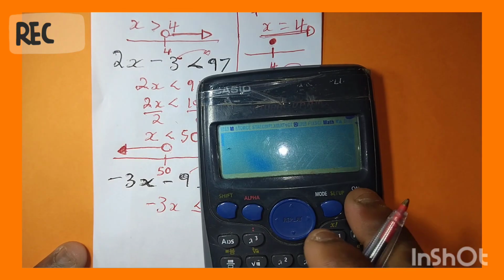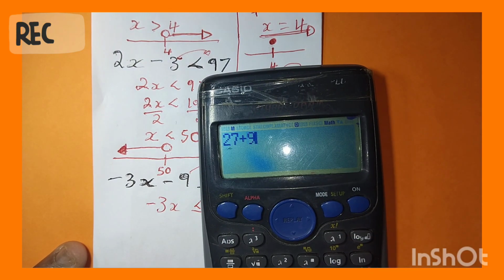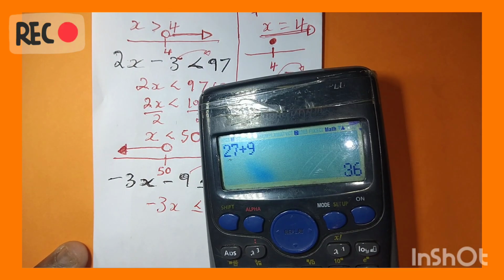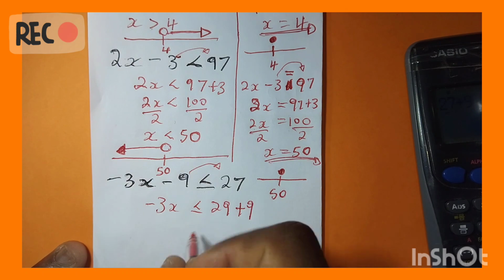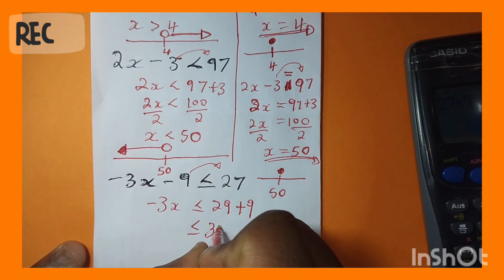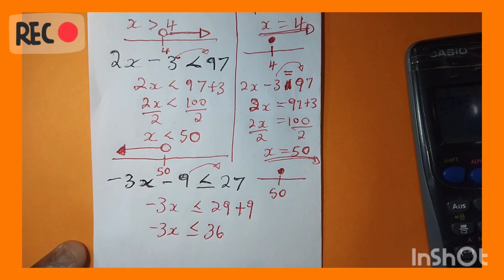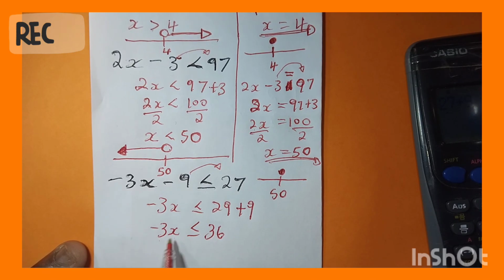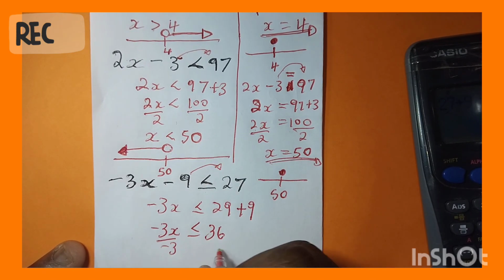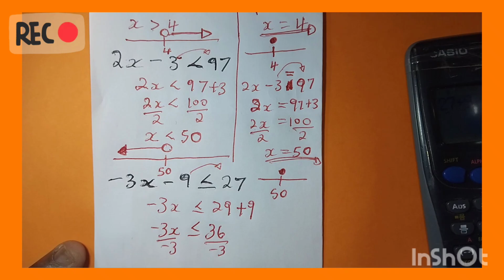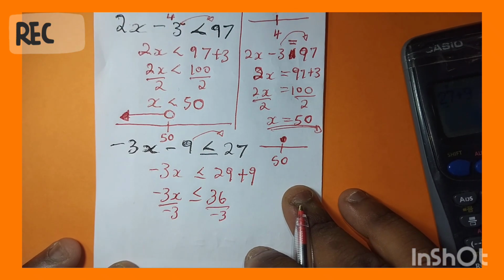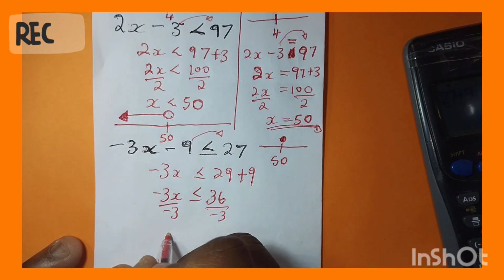And now I can use my calculator. 29 plus 9, meaning that it's 36. So it simply says here it will be 36 minus 3x. And now you know, what is in front of what you need, you divide by it. Do you see? So it simply says that your answer now here will just be x.